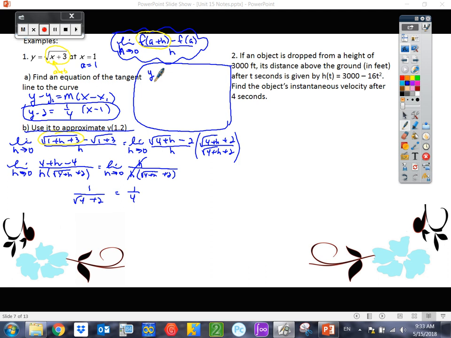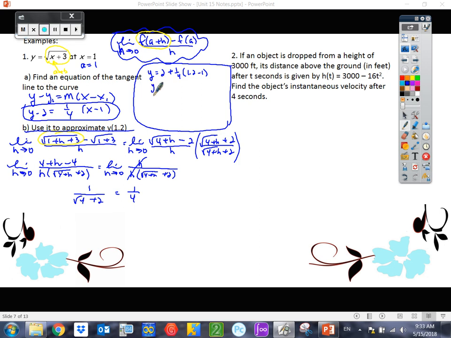So I'm solving for y, right? So I'm going to add the 2 over. So y equals 2 plus 1/4 times 1.2 minus 1. Okay, so this is my part B. I'm using the tangent line to approximate 1.2. Because see, if I put a 1.2 in here, that's not going to help me any, right? What is the square root of 4.2? I mean, I don't know. We could estimate it, right? But that's a benefit of the tangent line. I can find an estimate pretty easily, just using the tangent line.